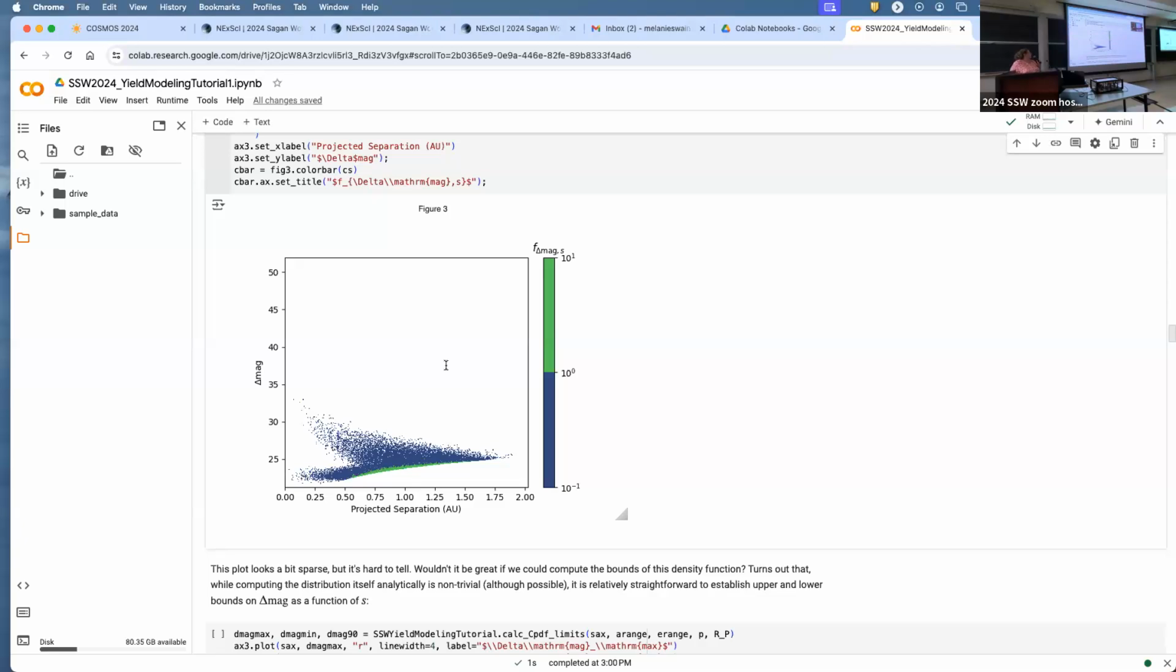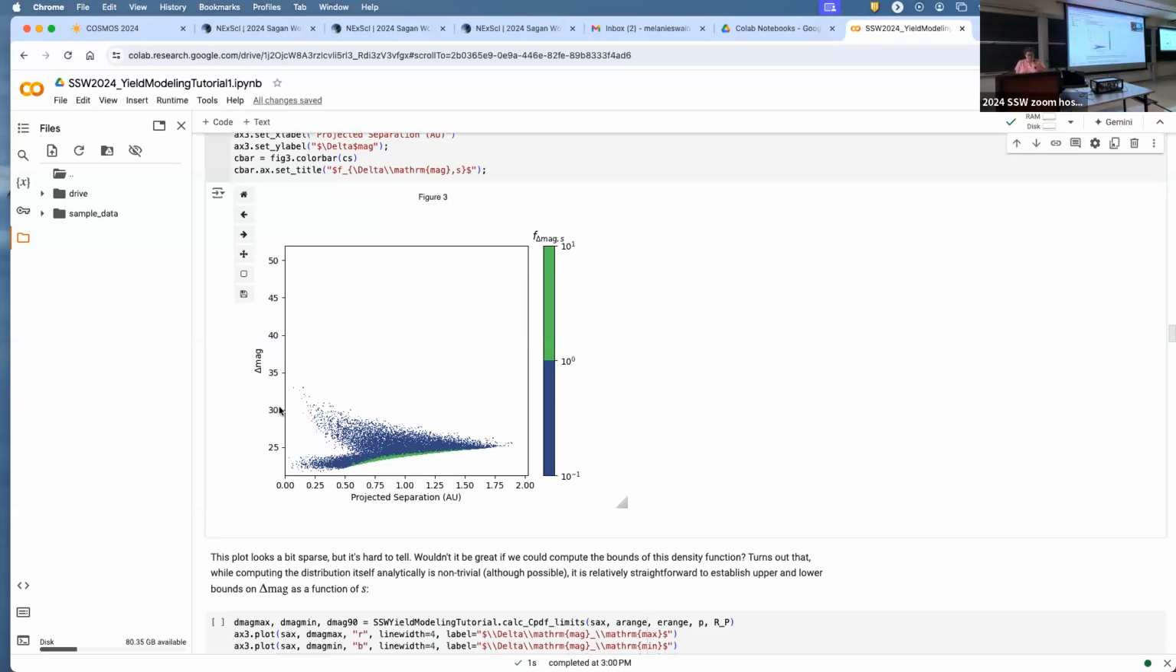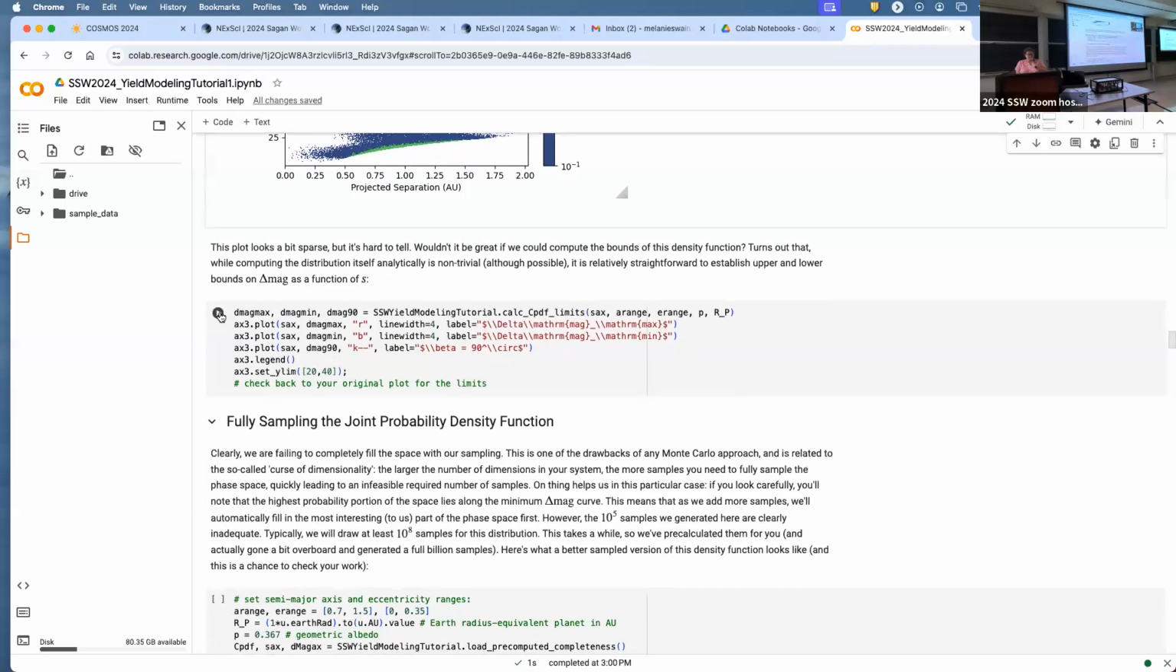Randomized. Okay. And we can look at, let me use this cursor, the delta magnitude that's brightest is right along this edge. And we can certainly see the shape that's taking place here, even if it is a little bit sparse. So we could fill this in by using a ton of examples, but we can also calculate what the bounds are. So let's calculate the bounds.